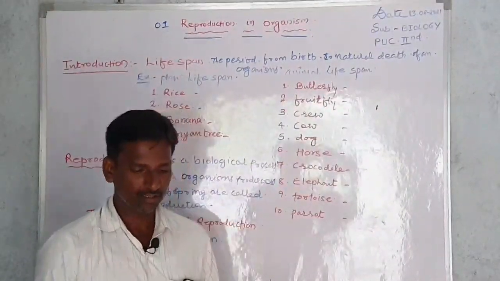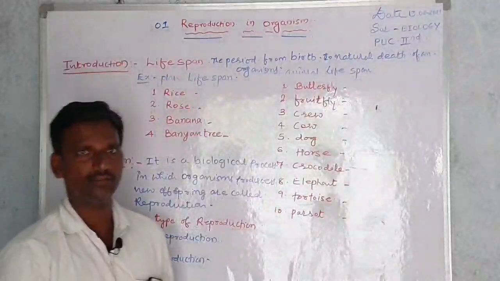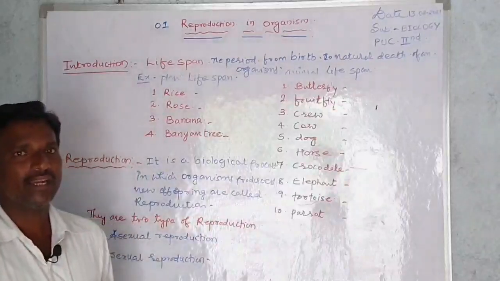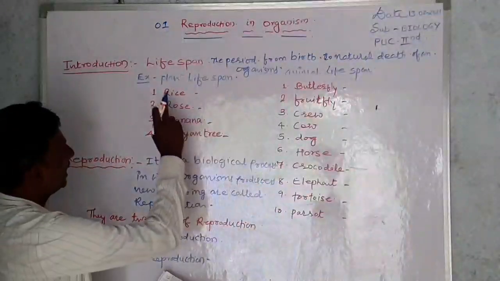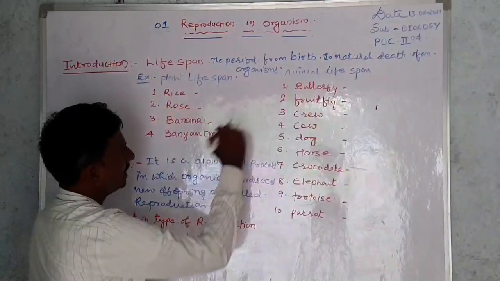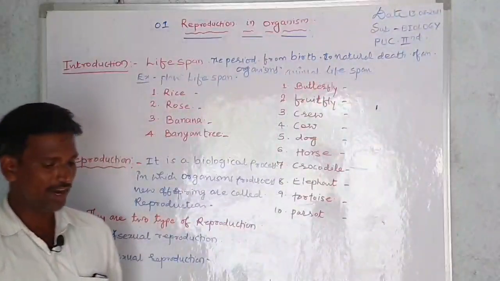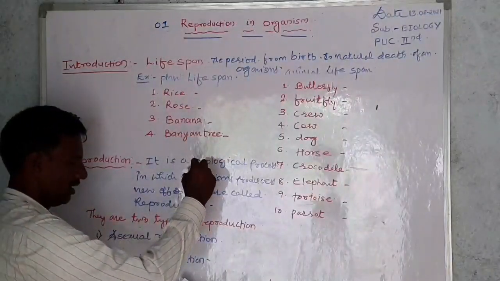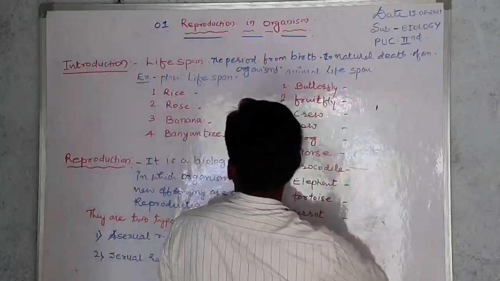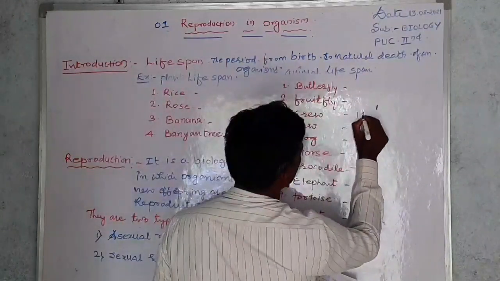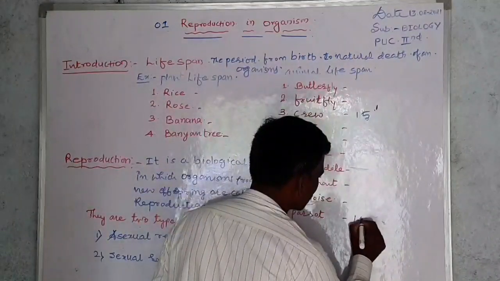The period from birth to natural death of an organism is known as lifespan. Every living organism has a different lifespan. Lifespan is not correlated with their size, shape and structure. For example, crow and parrot belong to Aves. Both have pneumatic bones and can fly, but the lifespan of a crow is 15 years, and the lifespan of a parrot is 140 years.